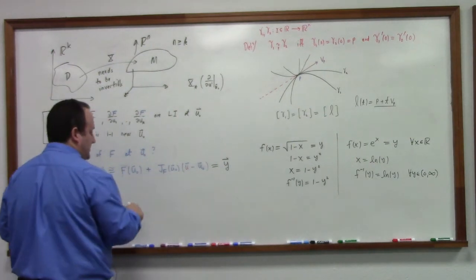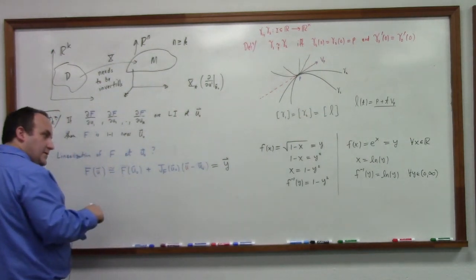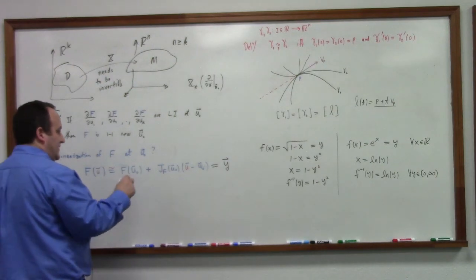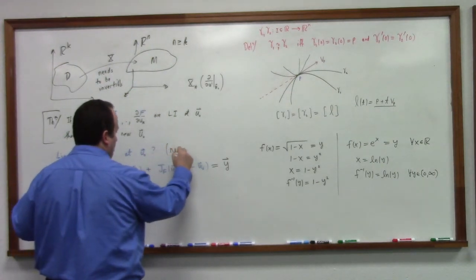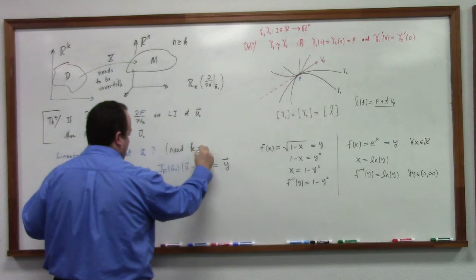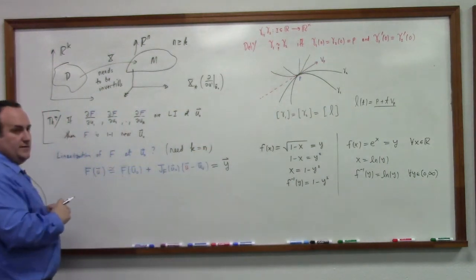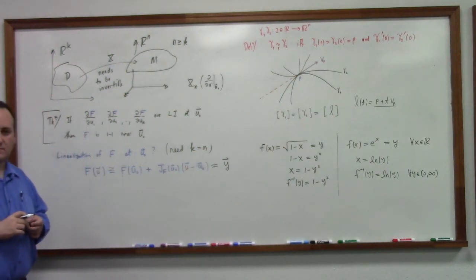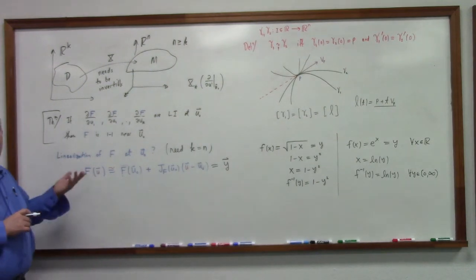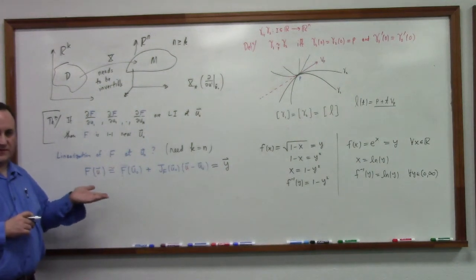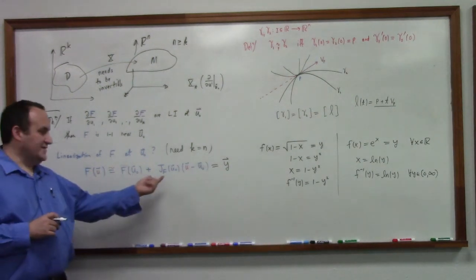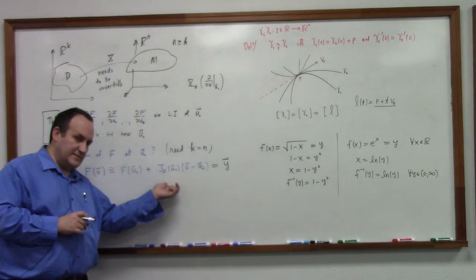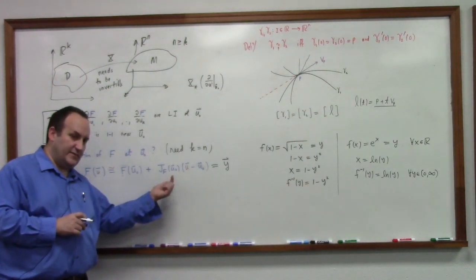by the way, for this to make sense, I need k equal to n. Otherwise, I have to say a bunch more stuff. I want to say k equals n to keep it simple enough, because if k is not equal to n, this is not a square matrix. But if k is equal to n, then the Jacobian matrix is a square matrix.